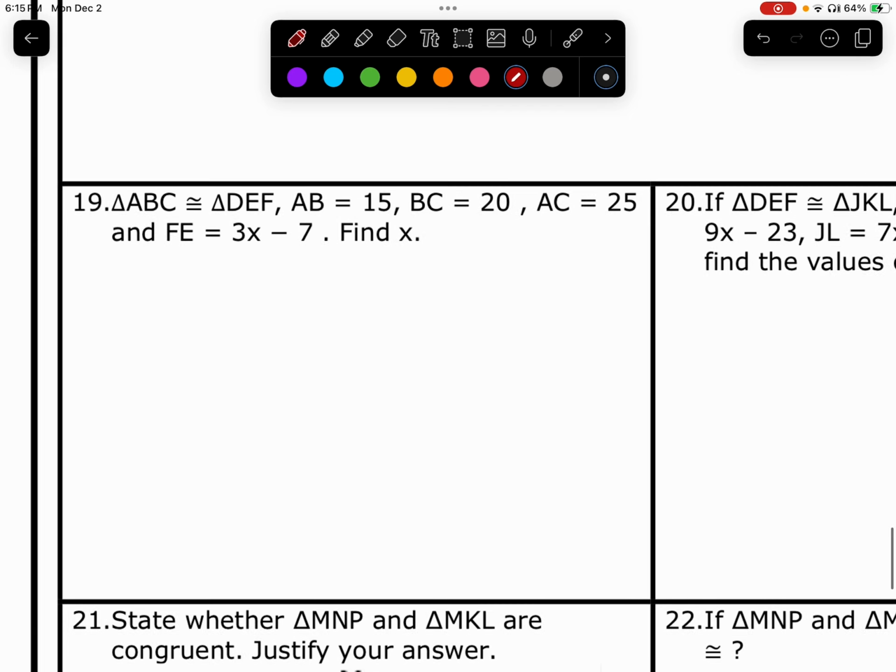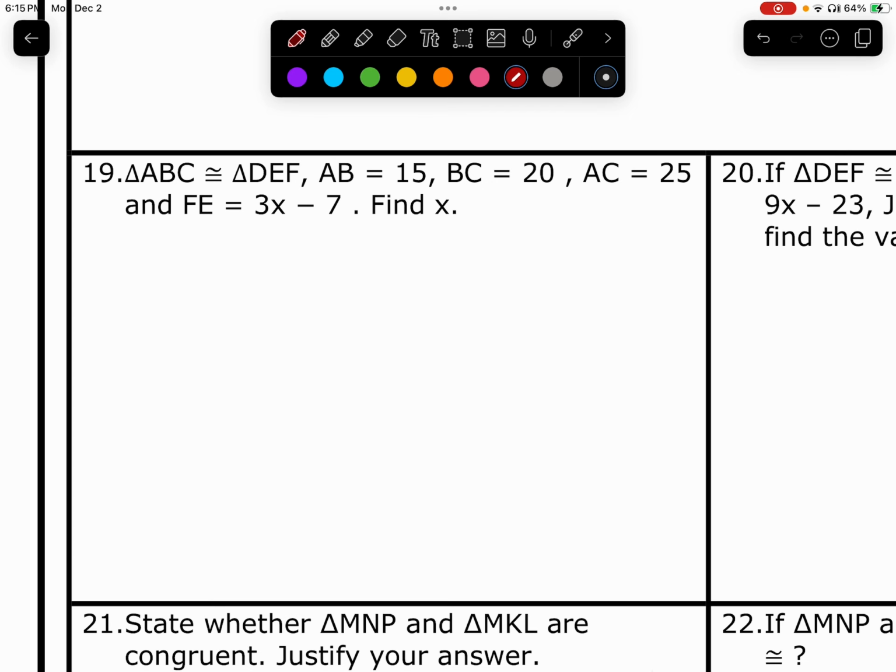Number 19. Triangle ABC is congruent to triangle DEF. Find x if all this information is true. So I'm going to go ahead and draw. I'm going to try to draw with this janky stylus. Yeah, okay, that's all good. All right, so we got ABC, DEF.